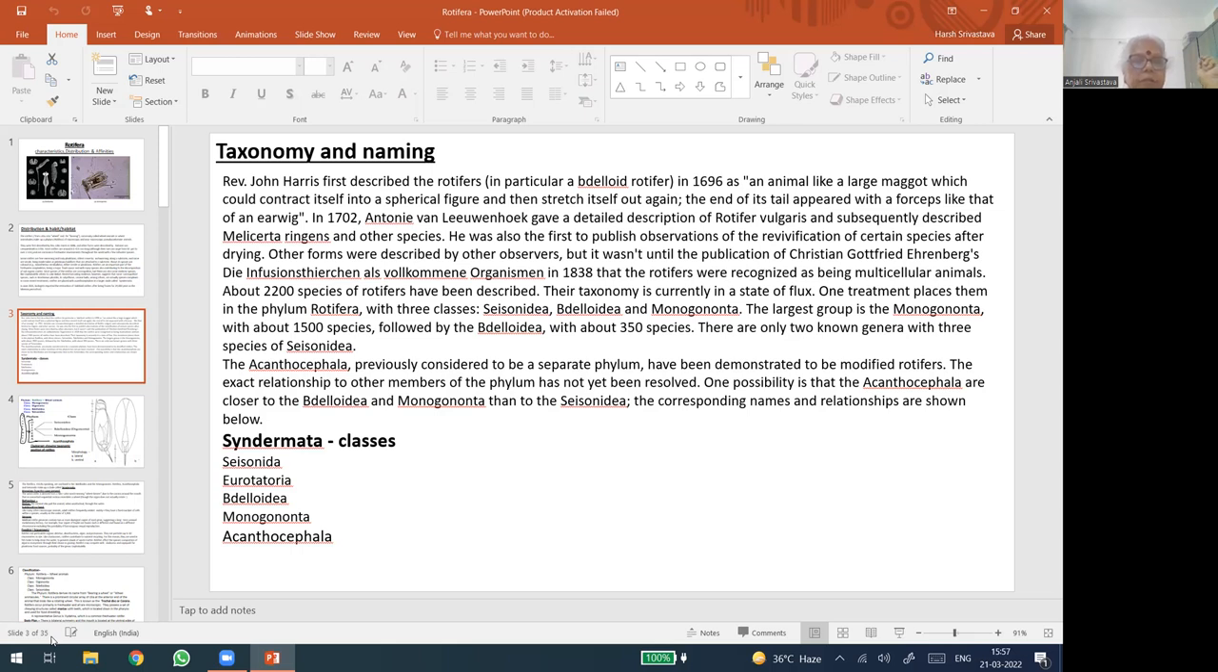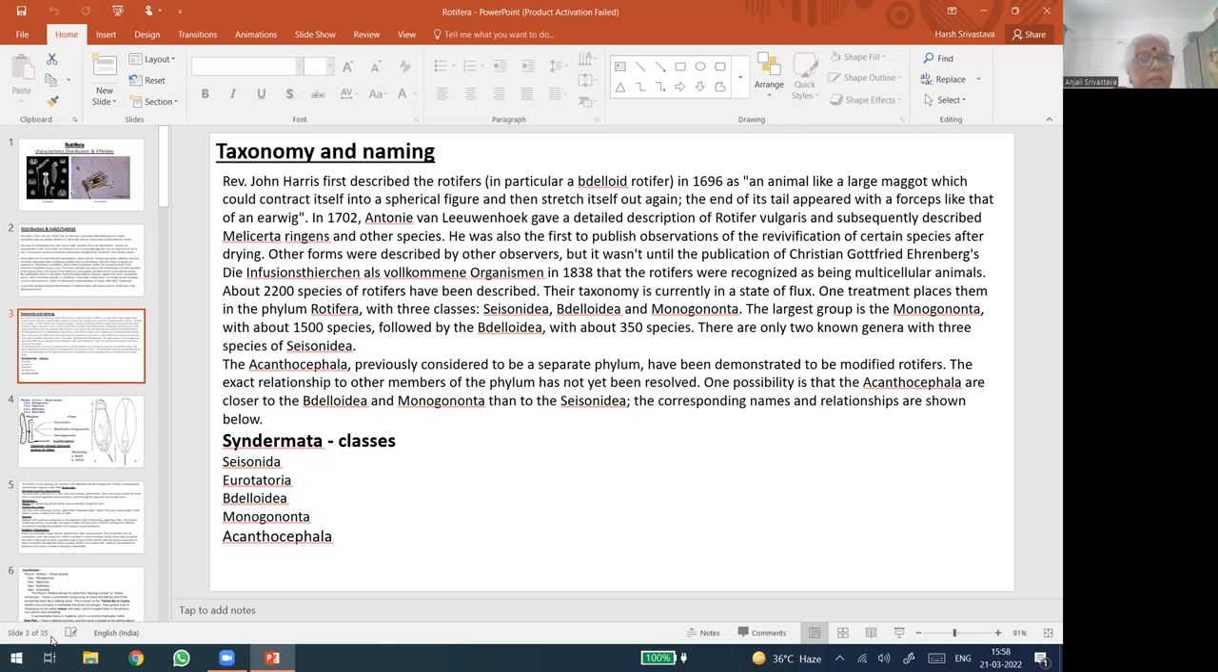This is the Syndermata, according to the latest concept. This is the cladogram system of the phylum Rotifera as described as yet. There is a group formed, Syndermata, including five classes: Cicionida, Eurotatoria, Deloidea, Monogononta, and Acanthocephala.